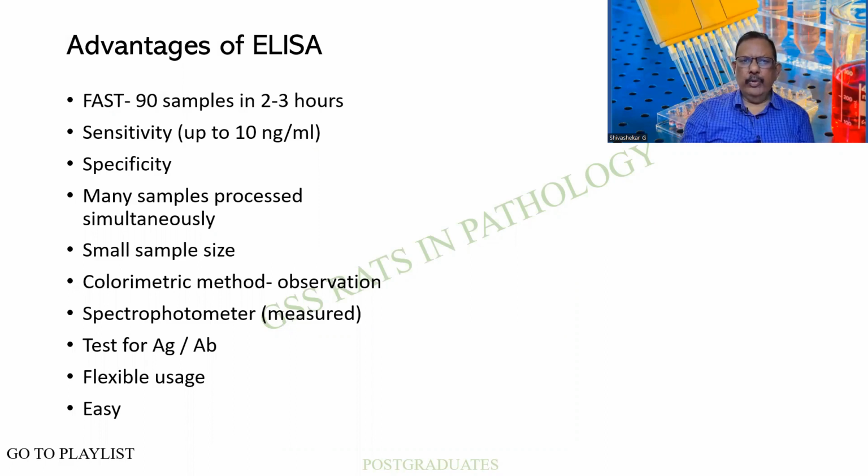Colorimetric method, therefore, the human component has been removed. A spectrophotometer can be used for measuring the test for antigen and antibody. So there is not much of visualization. Human error is minimized. There is a flexible usage and it is easy to perform.